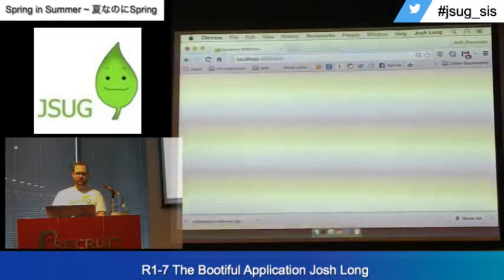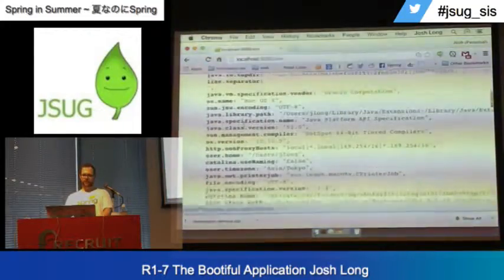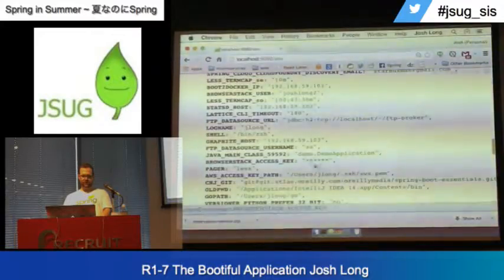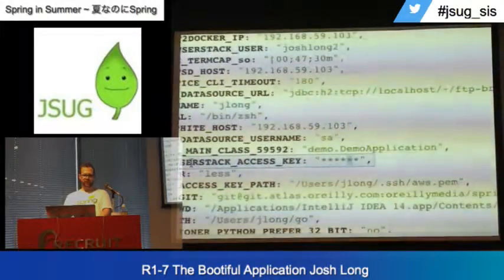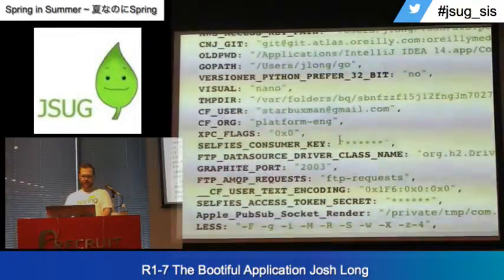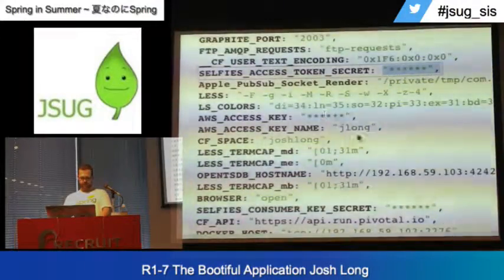I can also go to env. Env will show me my Java properties as well as my environment variables, right? So here's all my environment variables. But notice that important secret-y things like my access key, they're hidden, right? My key is hidden. My secret is hidden. What else?